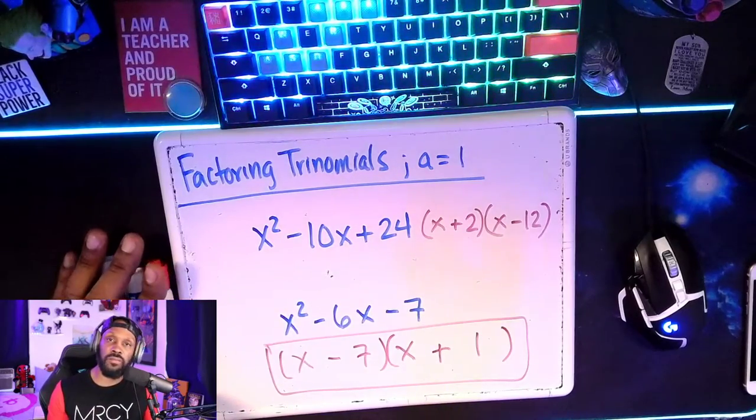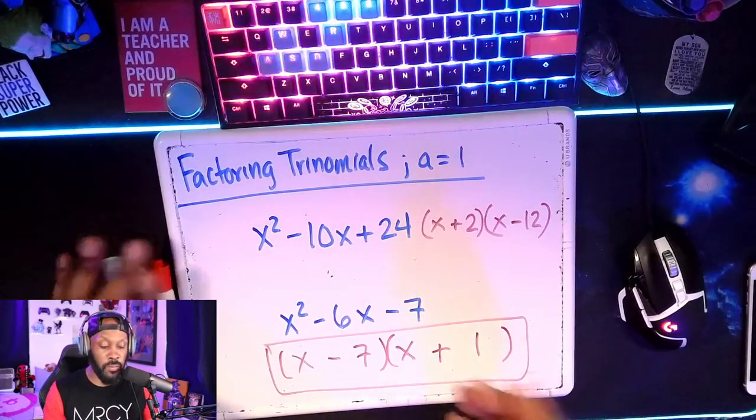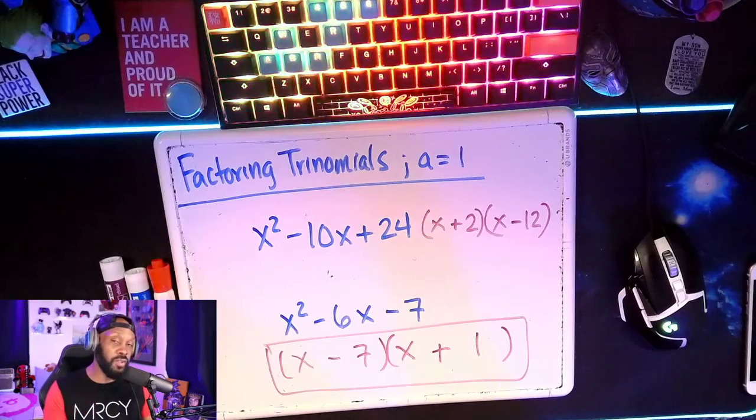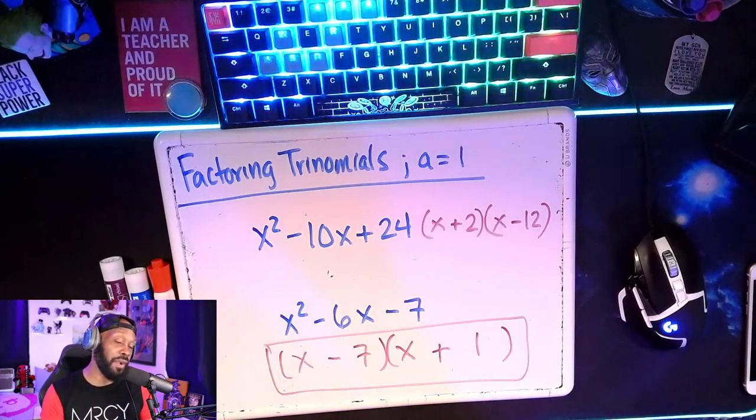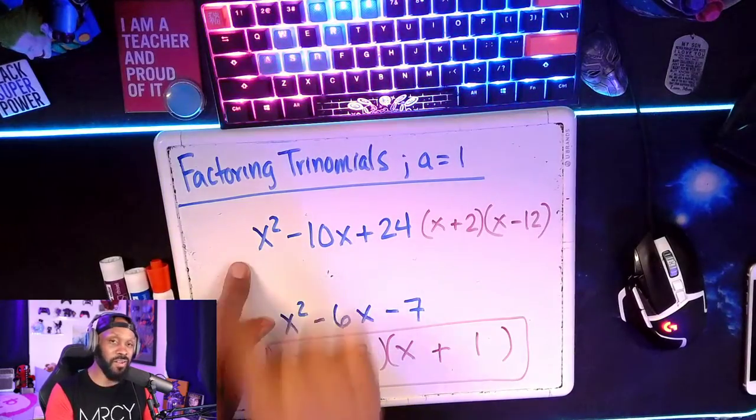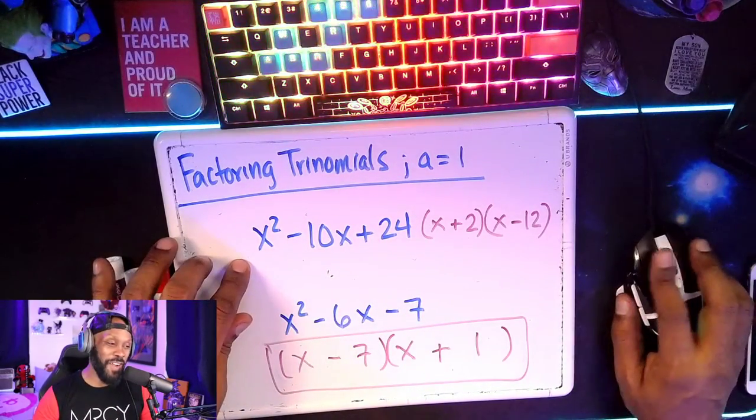Sometimes it doesn't work. I think we've practiced some already where you try to factor them and they don't work. But for the most part, that's exactly how it should work out when you're factoring trinomials and the A term is 1.